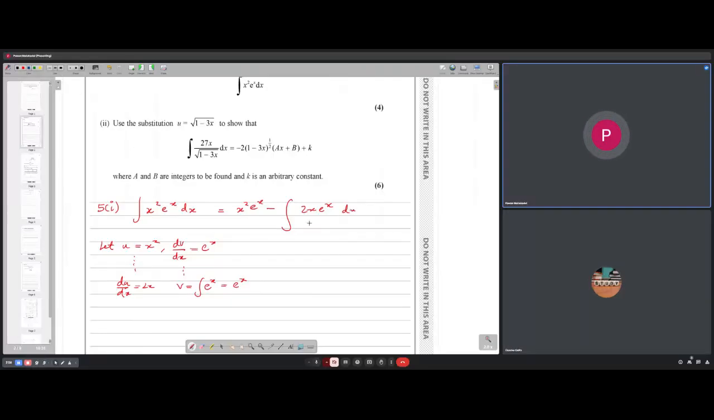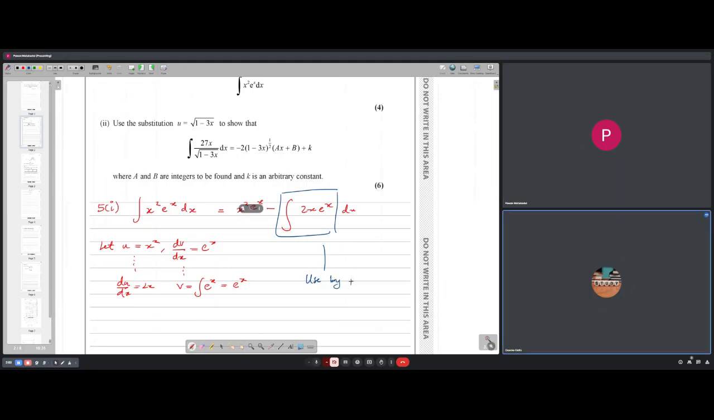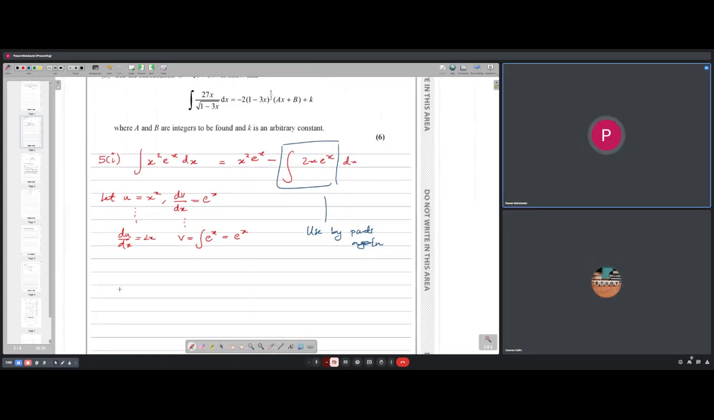Now you run into another problem. You need to find out what this integral is. And to do that, you need to use by parts again. Okay? Does that make sense? So when you use by parts again here, so it's the integral of 2x e to the x with respect to dx. So what would you set u to be here?